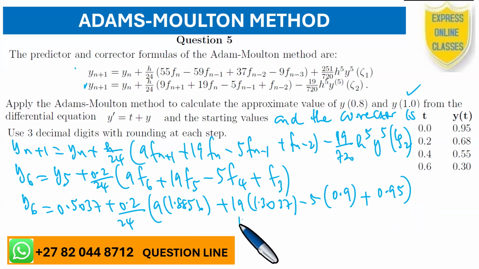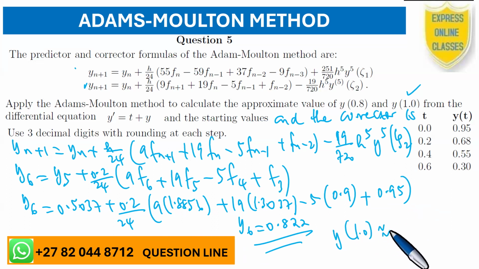And then if you do all these here, it's going to be 0.822. And therefore this 0.822 means that we have y at 1.0, and y at 1.0 is 0.822, which is the correct value at 1.0.